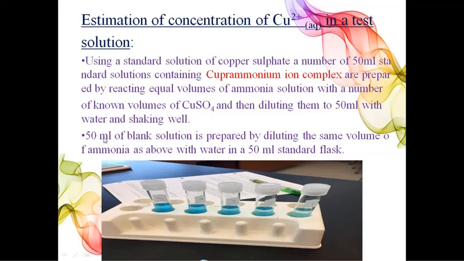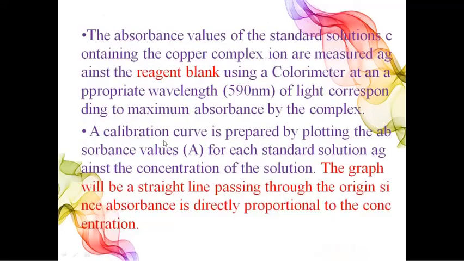Then you have to prepare a 50 ml blank solution by diluting the same volume of ammonia as above. Take a standard flask of 50 ml, add the same quantity of ammonia solution and then directly dilute it with distilled water. That solution is called a blank solution. A solution where metal ion is absent is a blank solution.